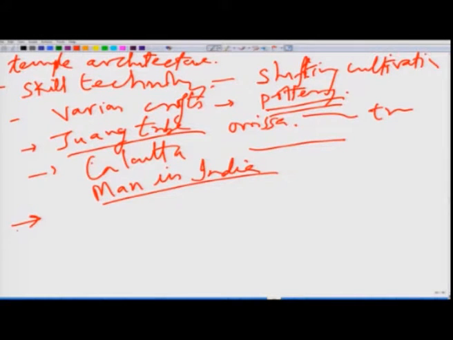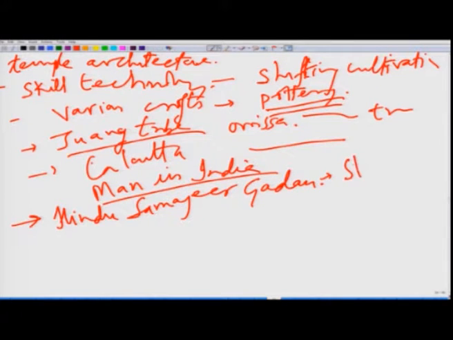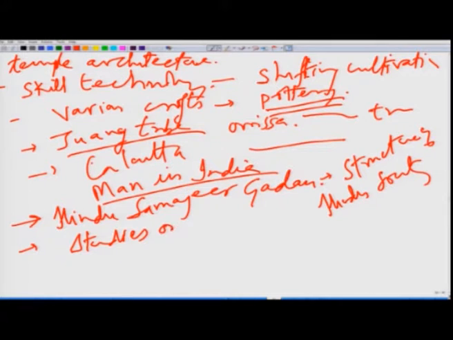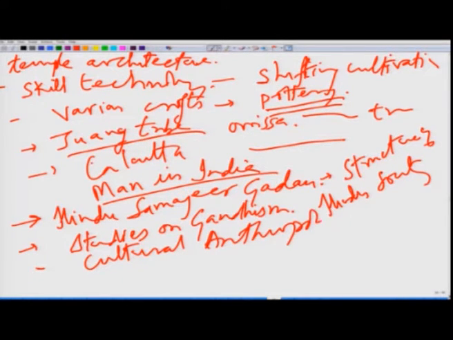If you try to sharply speak about the specific works which N.K. Bose has done, there is the Hindu Samajer Gadan, that was in Bengali, and later on it was translated by Andre Beteille as the structure of Hindu society. Another work is the studies on Gandhism, because he was a follower of Gandhi. So, another important contribution was the studies on Gandhism, and then he also has work related to cultural anthropology, that was his area of interest.